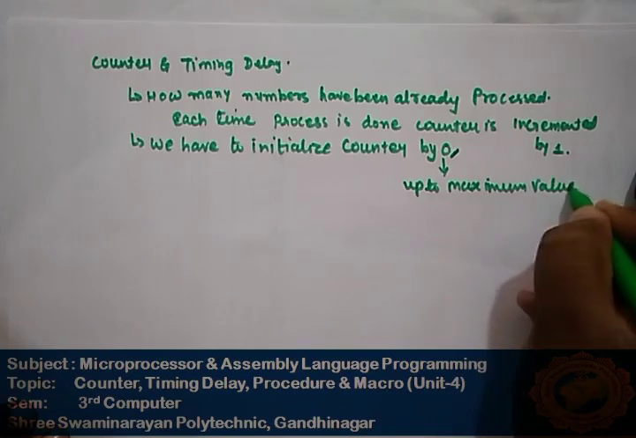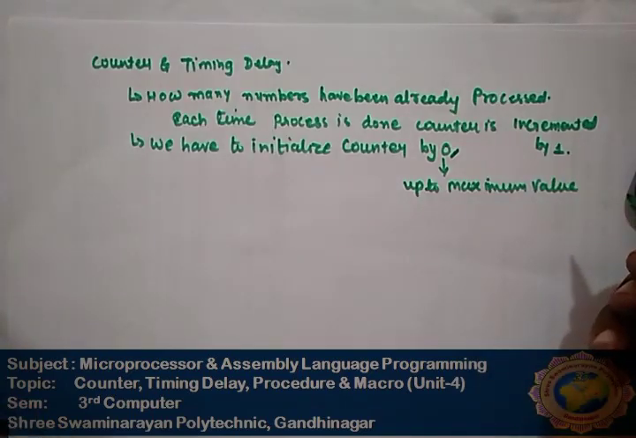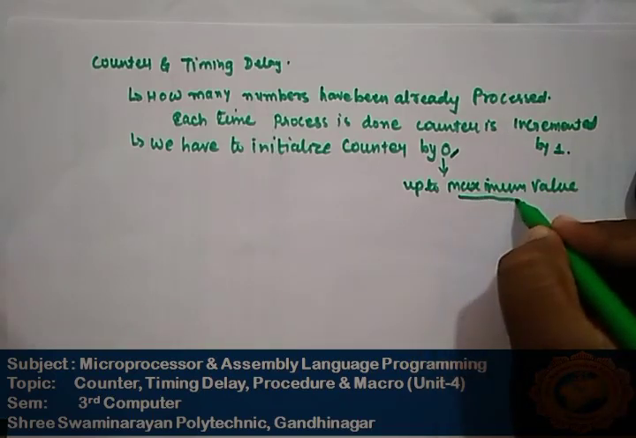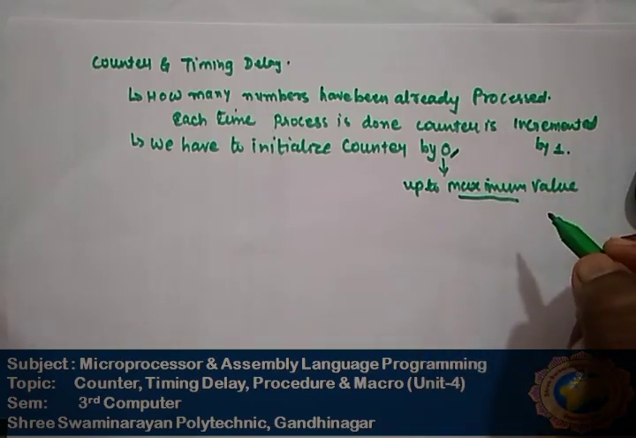Any maximum value that we have already decided before starting this execution. Up to that value, the counter is incremented by 1. When it reaches this maximum value, the counter stops. So this is the purpose of the counter.